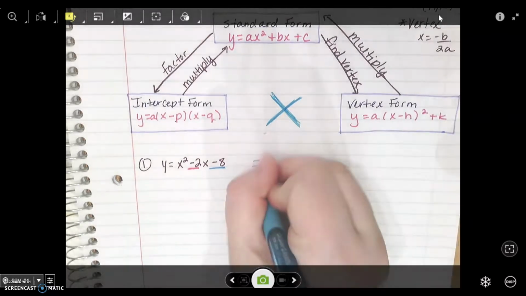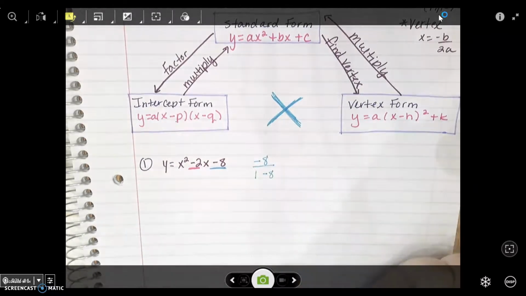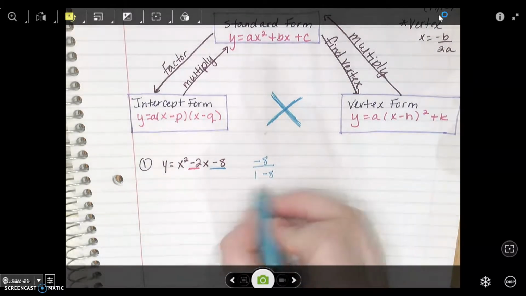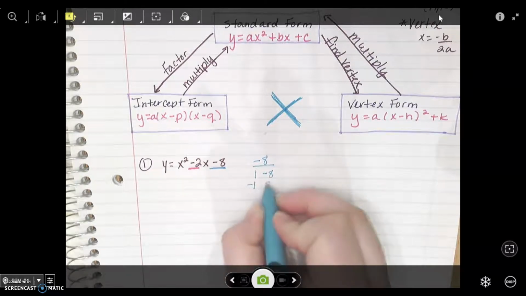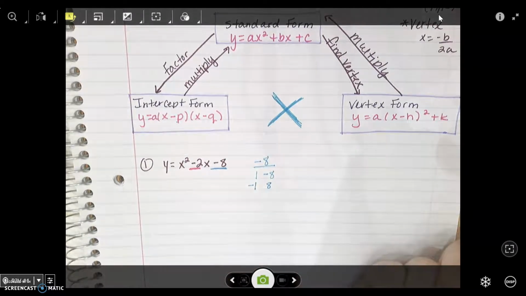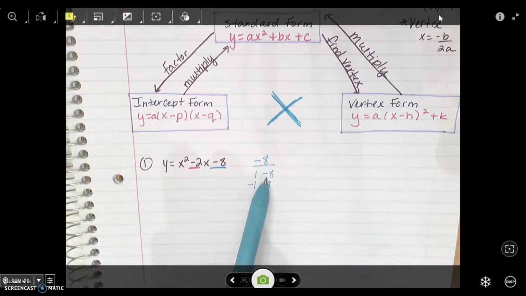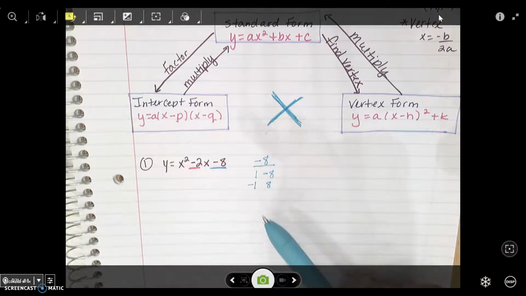Well, 1 and negative 8. When you multiply those two together, you get negative 8. You can switch the negative around and do negative 1 and positive 8. Those multiply to give you negative 8. Okay. Do they add to give you a negative 2? No. 1 minus 8 is negative 7. Negative 1 plus 8 is 7. So what are some other things that multiply to give us negative 8?